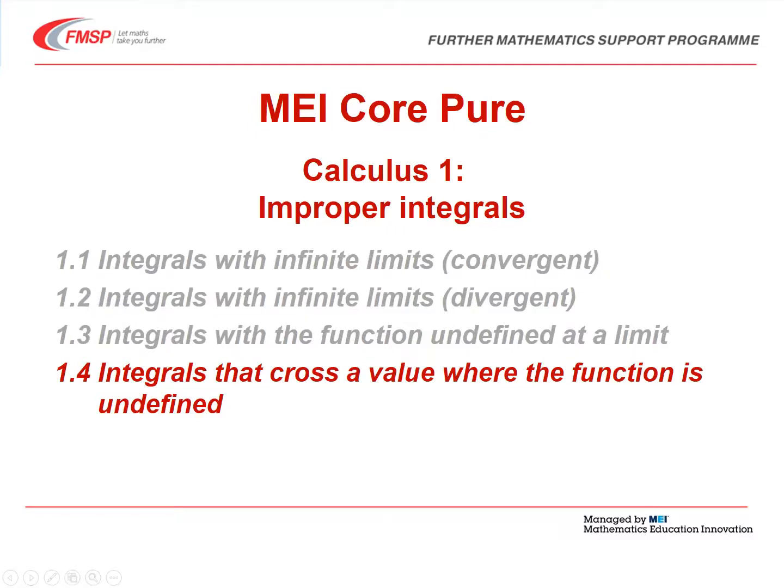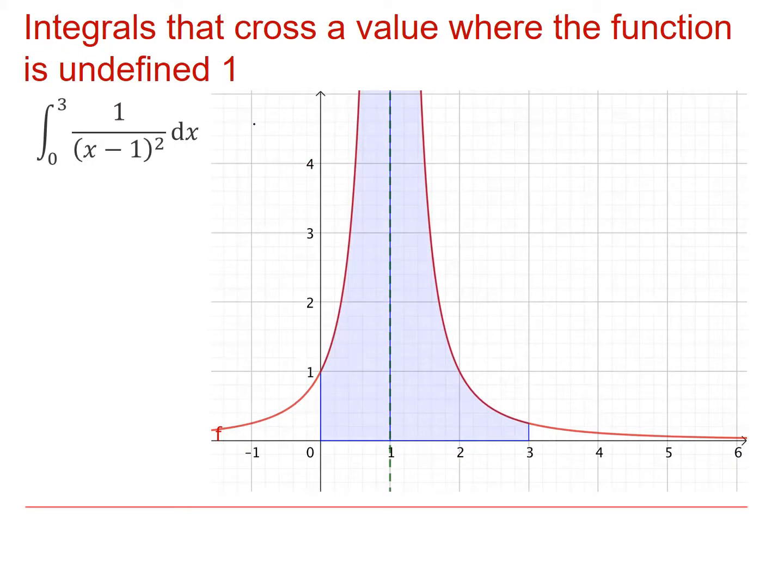This is a video for MEI Core Pure Mathematics, Calculus 1, Improper Integrals, 1.4, Integrals that cross a value where the function is undefined. Let's have a look at this function. This is the function 1 over (x minus 1) all squared, and I'm integrating that between 0 and 3.